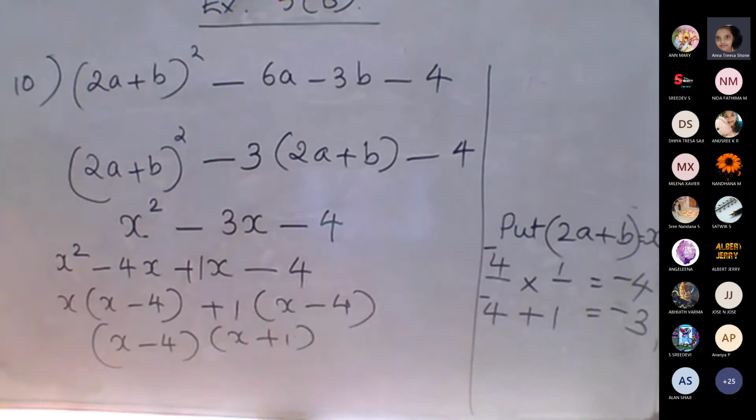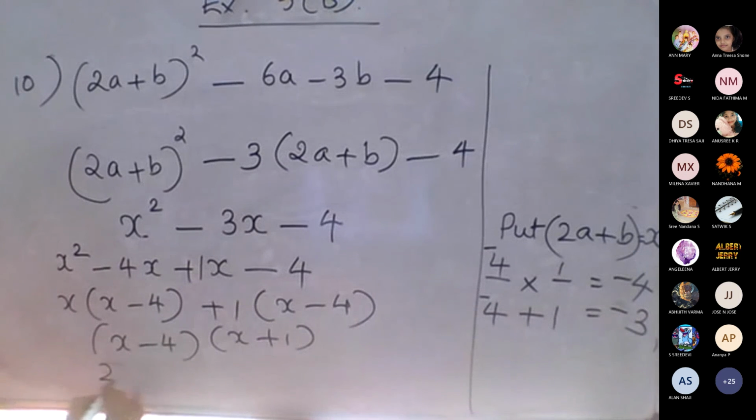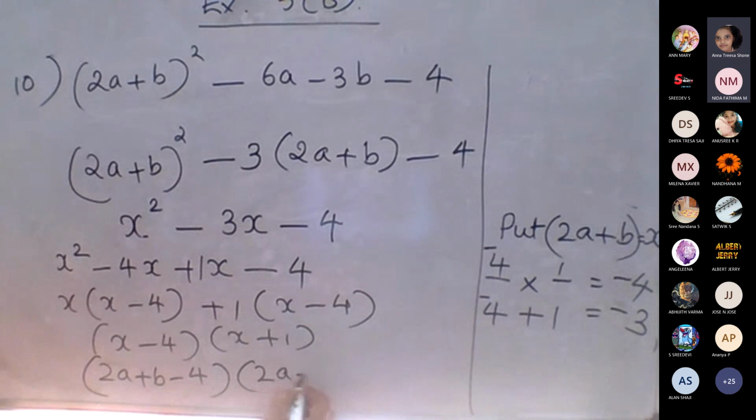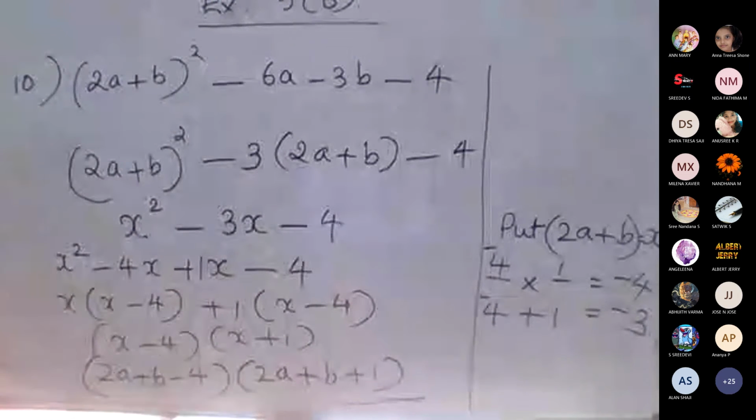Then what we want to do is replace x with 2a plus b. So it will be (2a plus b minus 4) into (2a plus b plus 1).